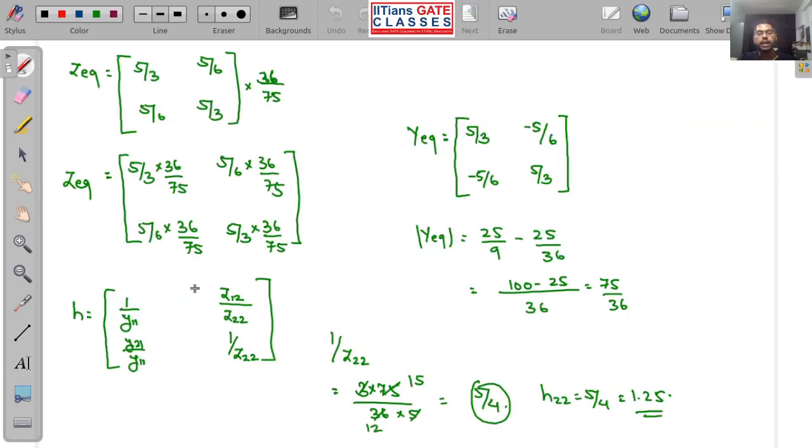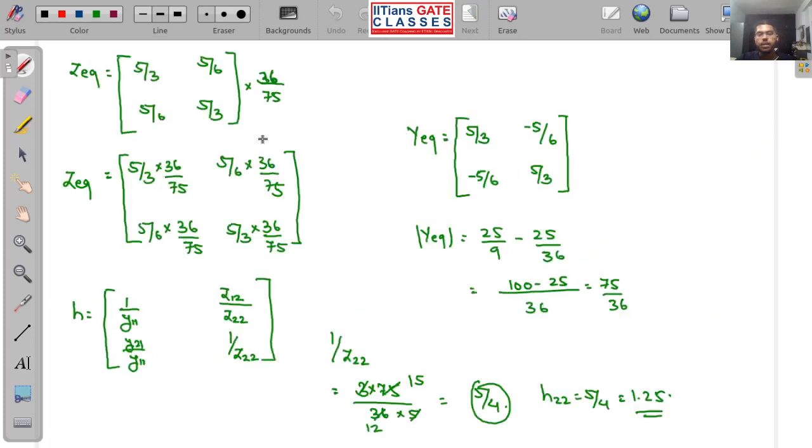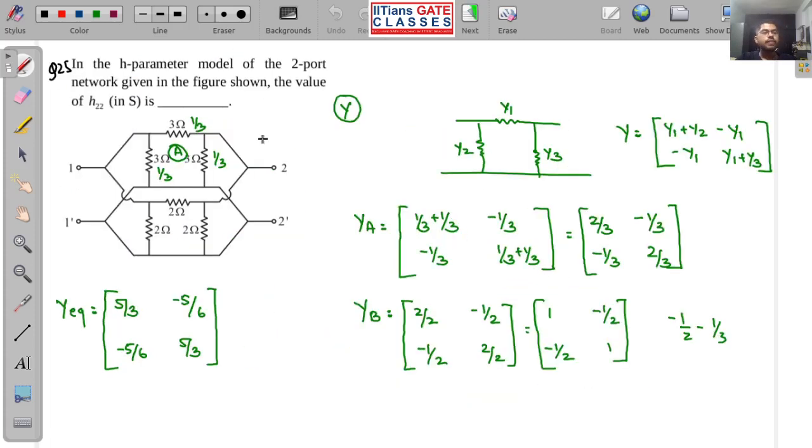You are going to find all the other H parameters also using this equation. We have Y equivalent, we have Z equivalent, so you can find H equivalent for this parallel combination of circuits. So with this, we finished the question series for the 2-port network.